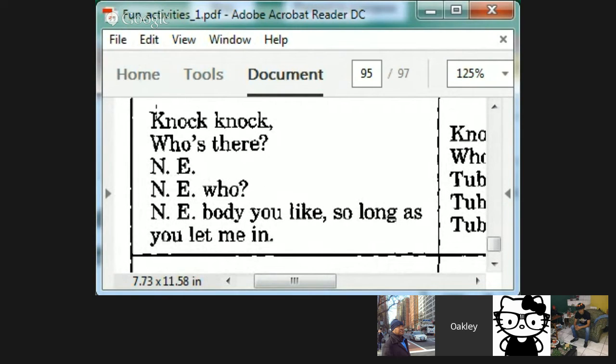Okay. Hey, Bear, let's keep her knocking. Knock knock. Who's there? Any. Any who? Anybody you like, so long as you let me in.